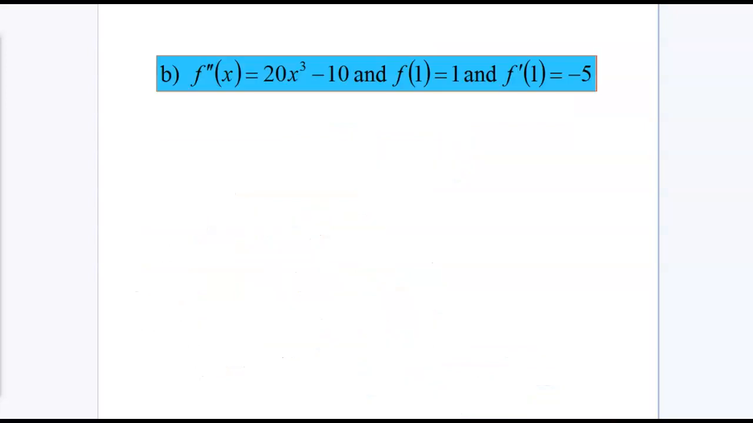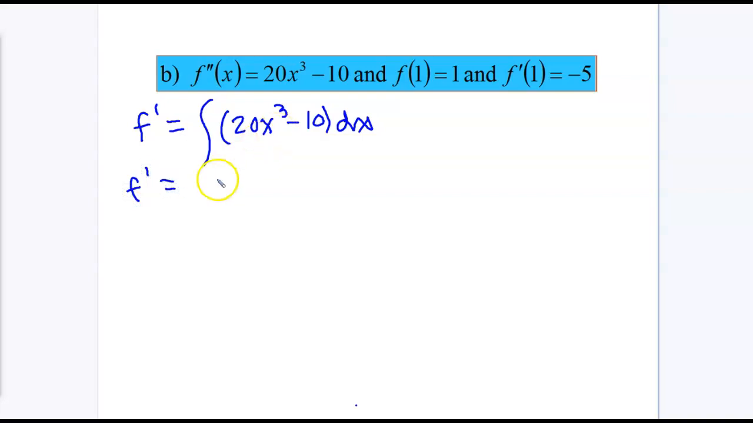Okay, this one, we're given f double prime, and we want to get all the way back to f again. So the first thing I have to do is integrate, or find f prime, which is going to be the integral of f double prime. So f prime is going to be 5x to the 4th minus 10x plus a constant. And because I'm dealing with f prime, I'm going to use the condition with f prime, which says when x is 1, f prime is -5.